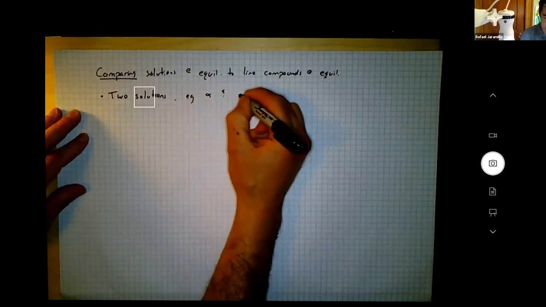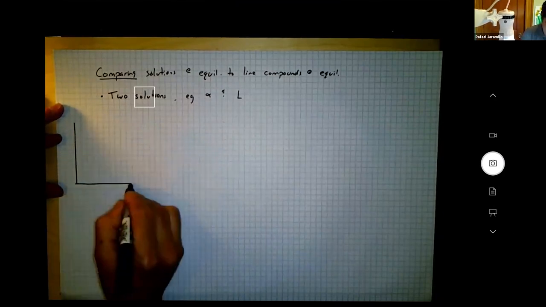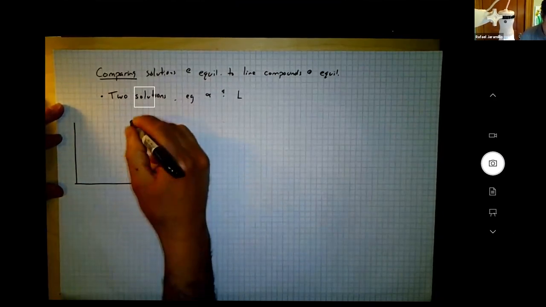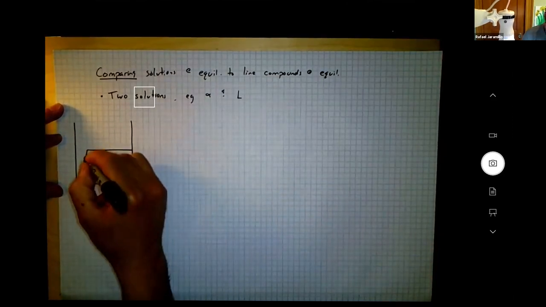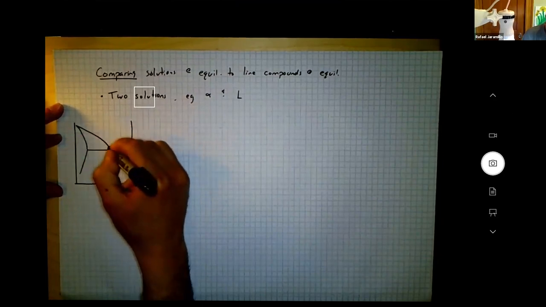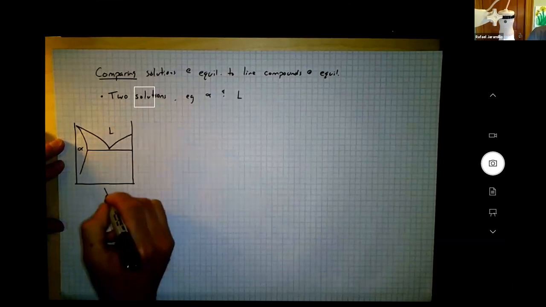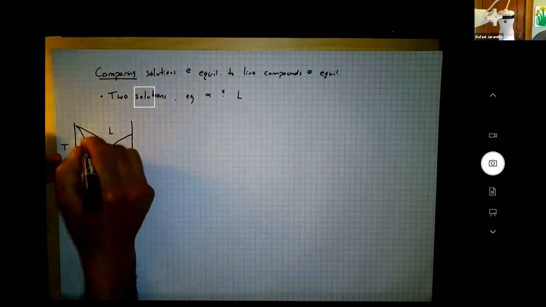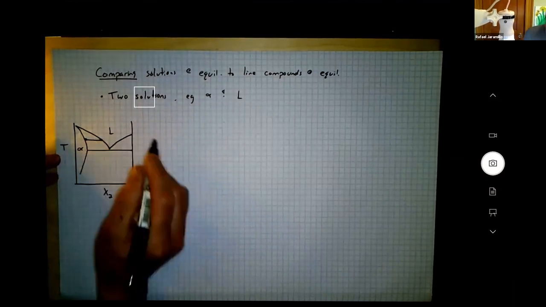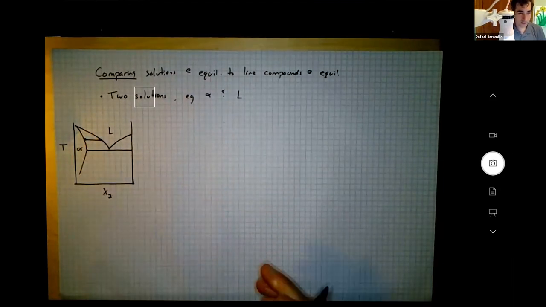Let's imagine an alpha phase and a liquid phase at equilibrium. And I'm going to draw just a representative phase diagram, just to have something in mind. So here's alpha, here's liquid, here's X, here's temperature. And I'm going to imagine some alpha liquid equilibrium, as I drew one tie line there. Just an example, this is no system in particular.